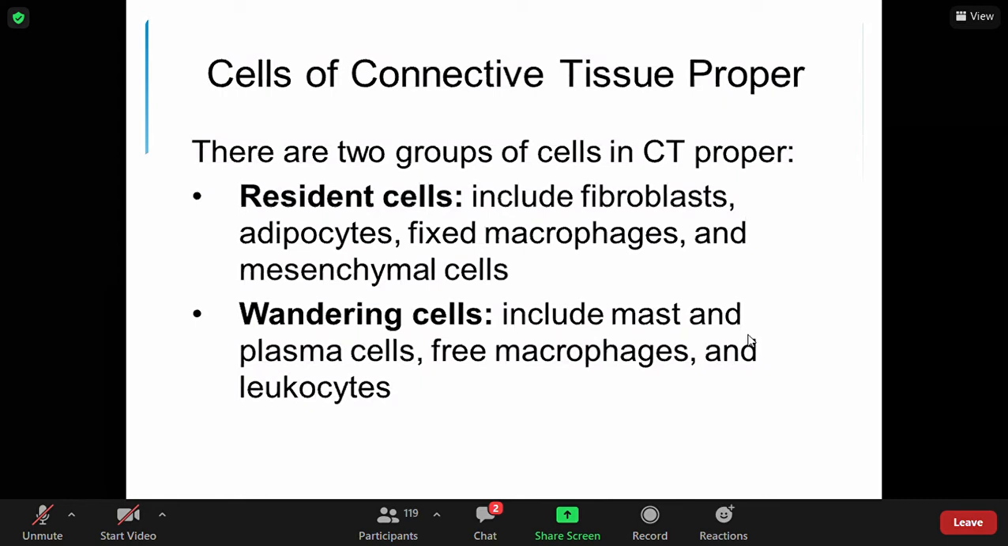Leukocytes, you see, they are also wandering because if there is an injury, the neutrophils go there first. Okay, let's continue.